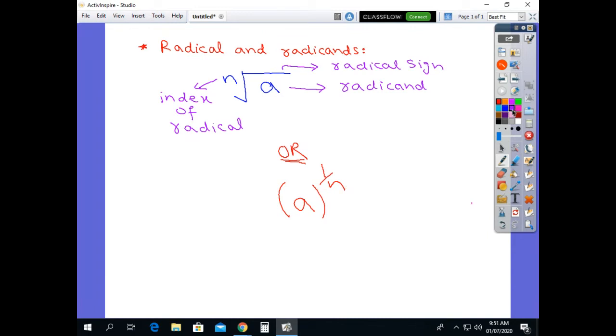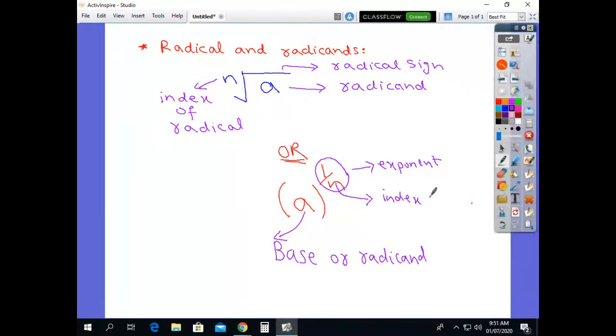Here this a we call base. Therefore base and radicand are the same. If we write it into exponential form, we call a as a base, or simply we call a as radicand. This whole 1 by n is called its exponent or power. Exponent, or this n, only n is called index of radical.